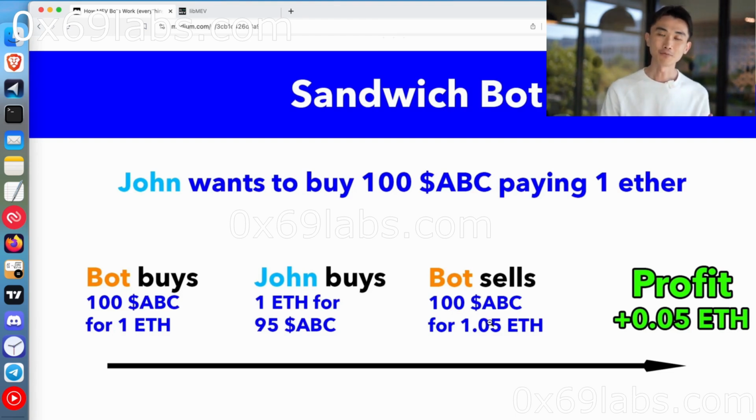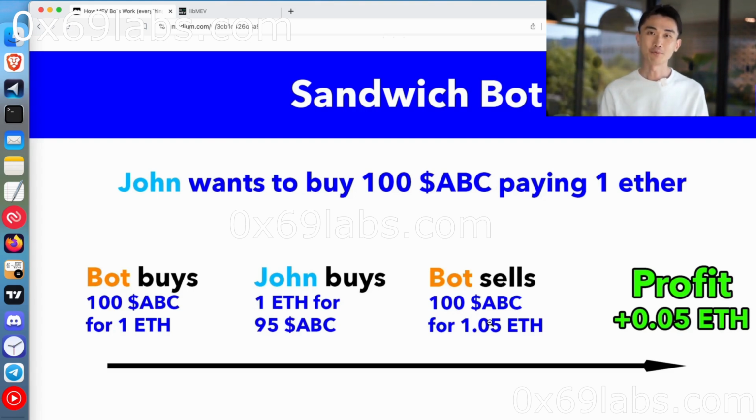But when it comes to implementation, you need to understand how to use bundles, how to send private transactions with Flashbots, how to execute this in a timely fashion. Because if you spend more than 1 or 2 seconds executing all of this functionality, John's transaction will be accepted, and you will miss the opportunity.